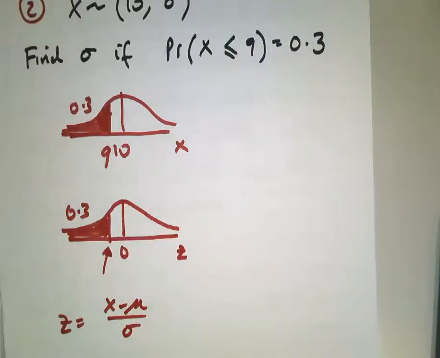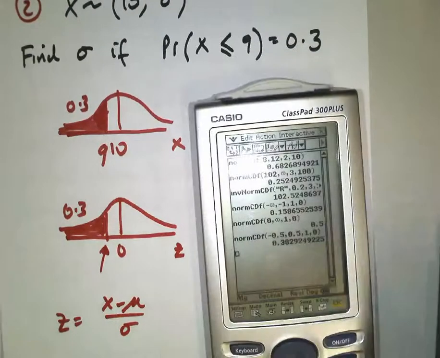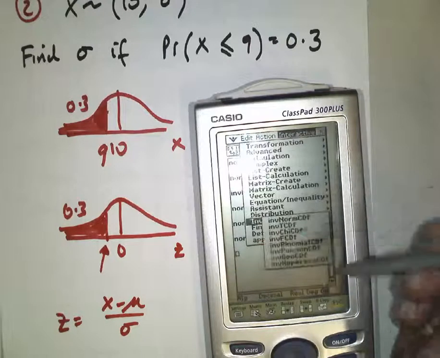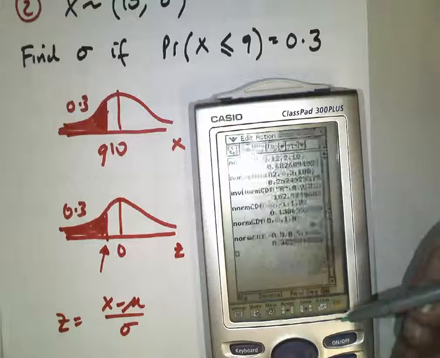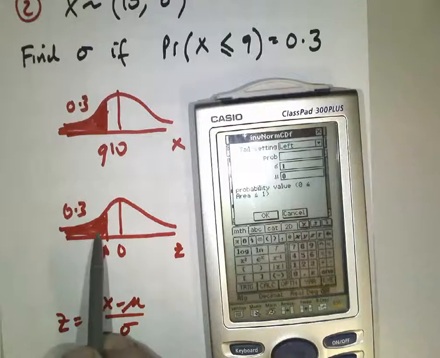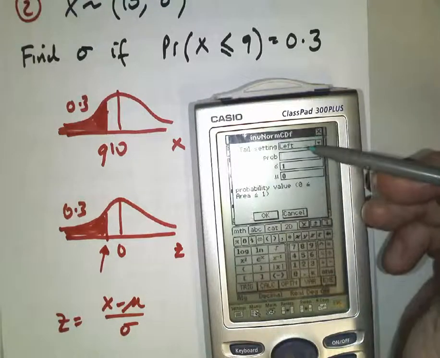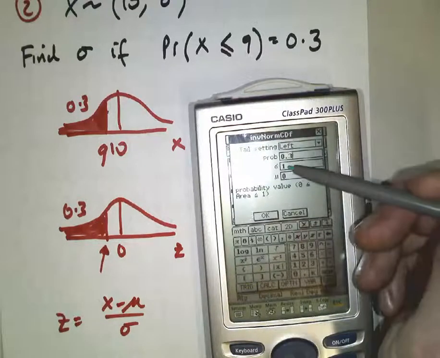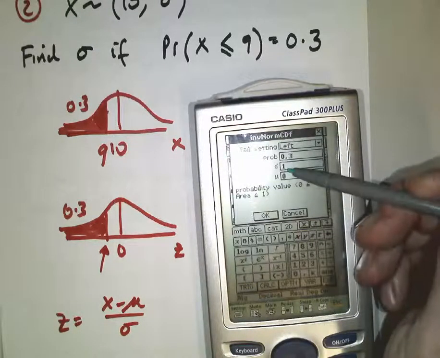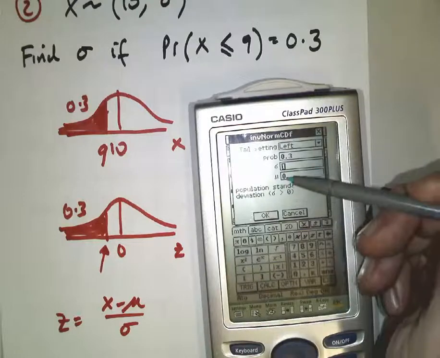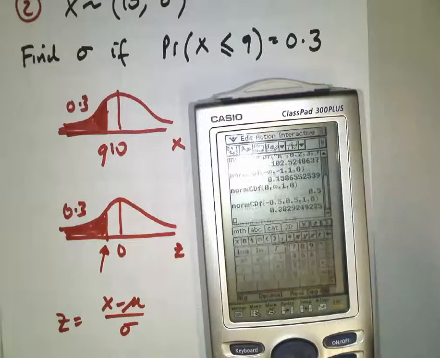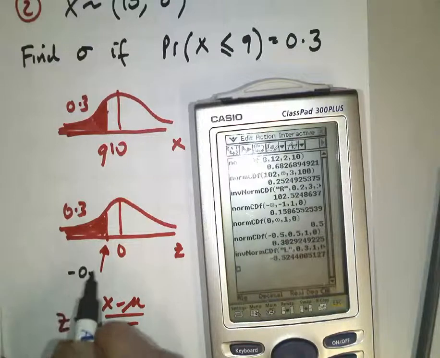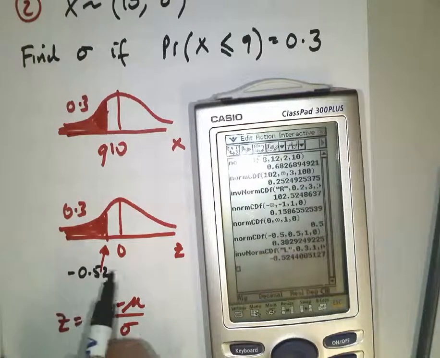So I'll use my calculator, and on my calculator I'll go inverse distribution, inverse normal CDF. This time it's a left tail, so I'll leave the tail setting as left. The probability is 0.3 and it's Z, so I'll leave the standard deviation and mean at 1 and 0. And that tells me that that Z value is negative 0.5244.